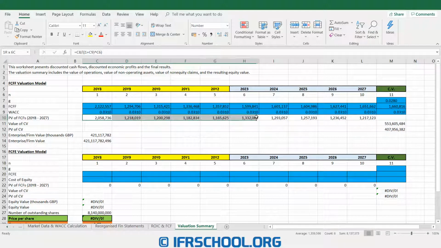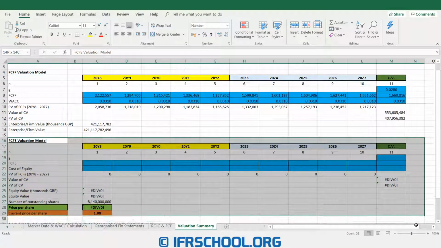Finally, we add up the discounted cash flows to arrive at the enterprise or firm value. This is denominated in thousands of pounds, so we multiply it by 1,000 to get it in pounds. We can see our fictional grocery retailer has an enterprise or firm value of 421 billion pounds. Next, we will use our free cash flow to equity model to value the firm's equity.